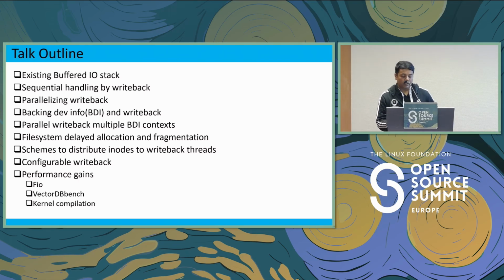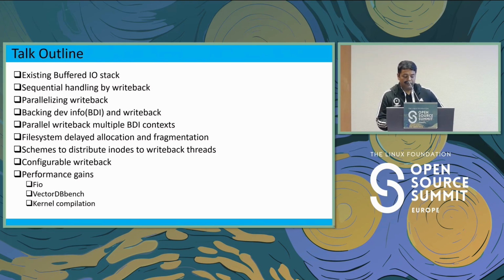So in today's talk, we'll see the existing buffered I/O stack. And the writeback is the core part of the buffered I/O stack, and currently it is sequential. So we'll see the efforts which we are putting in to parallelize the writeback. For the writeback, backing device info is the core structure, and it also contains the writeback structure. We'll go through them.